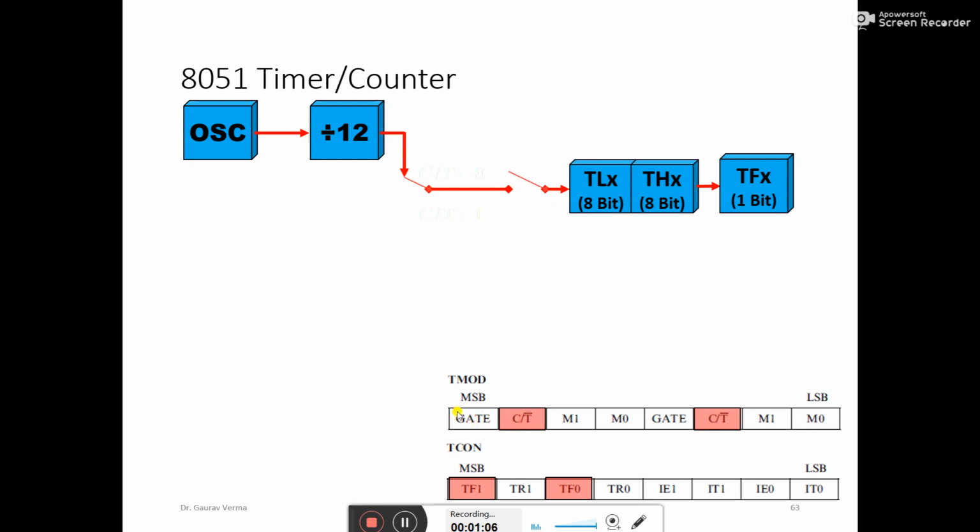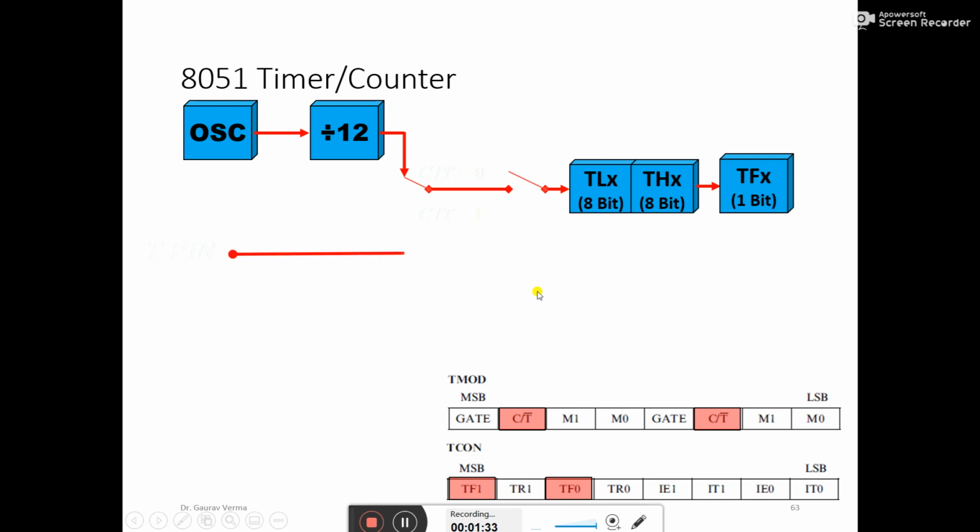Okay, so next is the gate. Gate is one of the important things, and M1 and M0 decide the modes of the timers. Another control register is the TCON register, which has the flags TF1 and TF0, and some other flags also. When TF1 and TF0 go high, it means that your timer has overflowed.